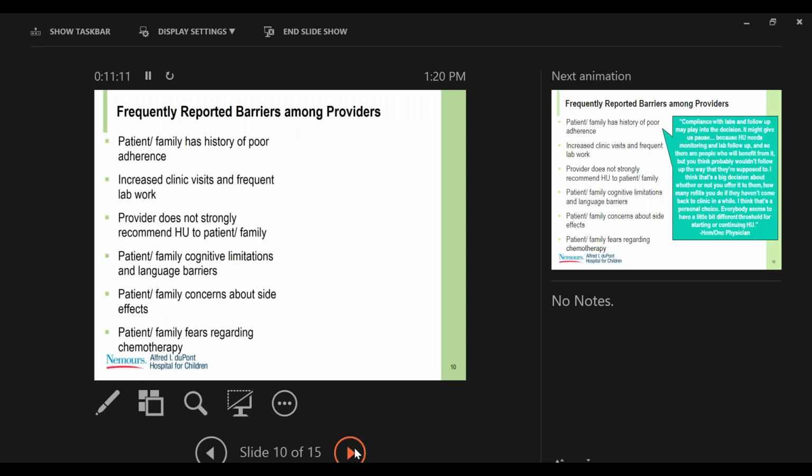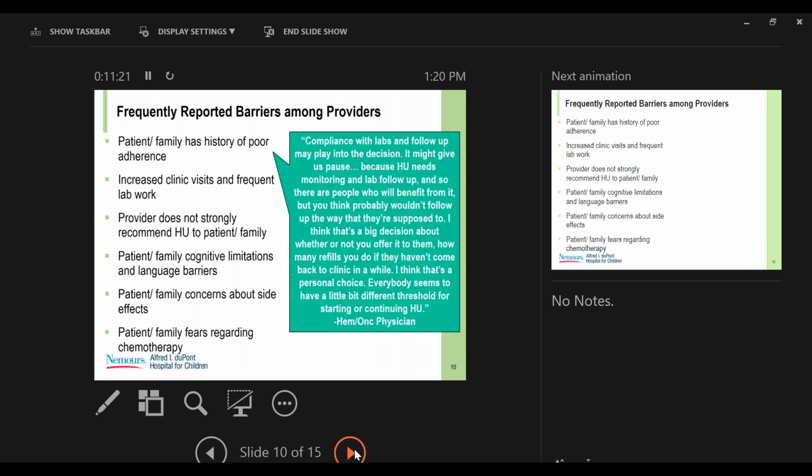In terms of what providers told us, among the most frequent barriers, they talked a lot about patients and families who have a history of poor adherence and how difficult it is to make decisions around offering hydroxyurea when you know a family is going to have difficulty coming for labs or taking a medicine every single day. Different providers have different thresholds for whether or not they will offer the treatment if a family has a history of poor adherence.